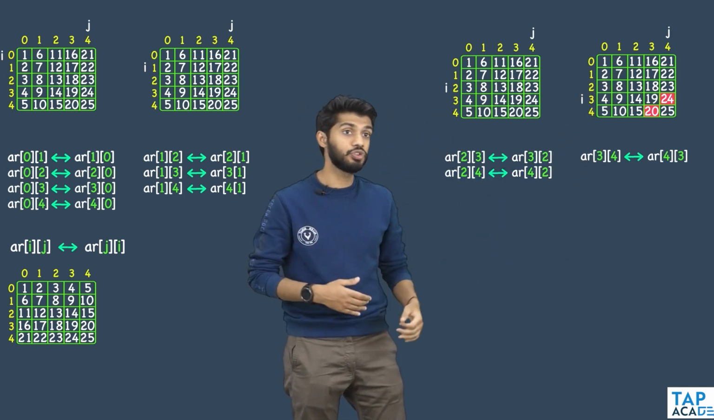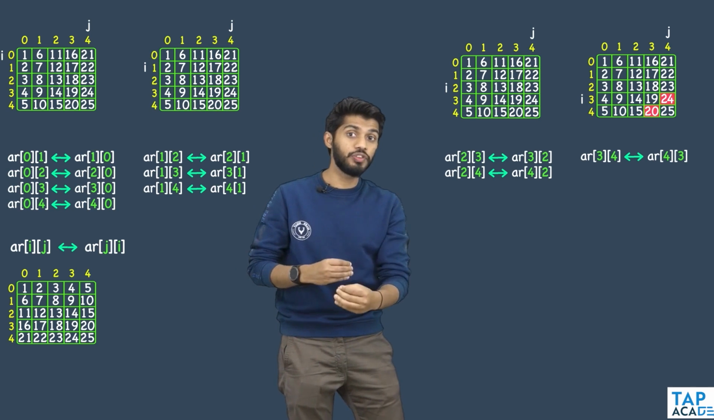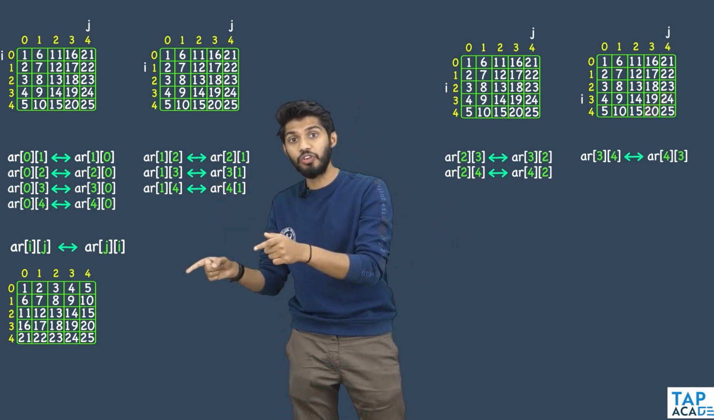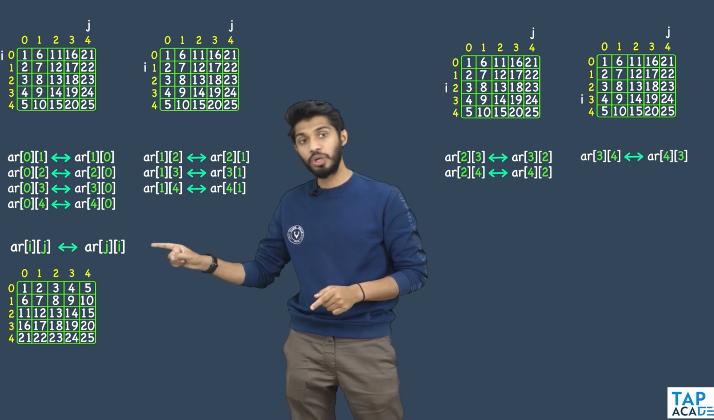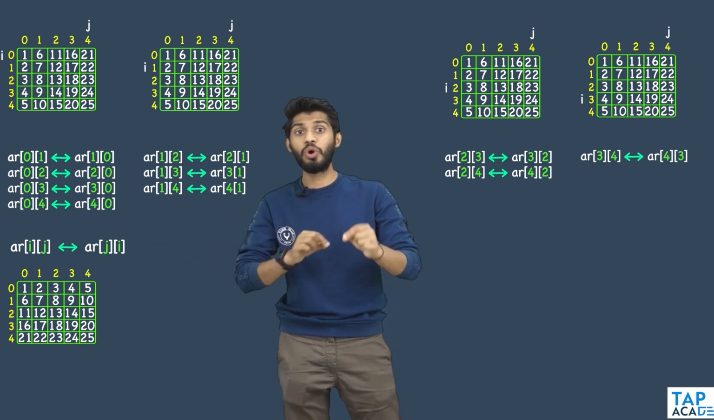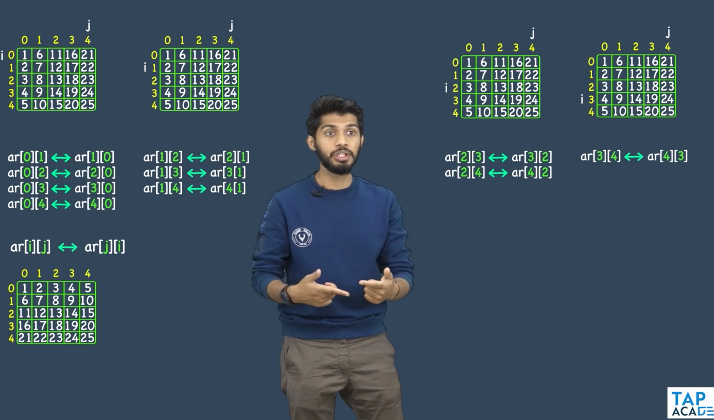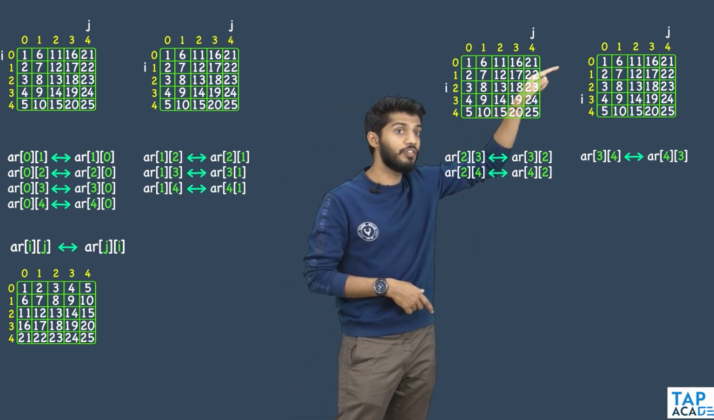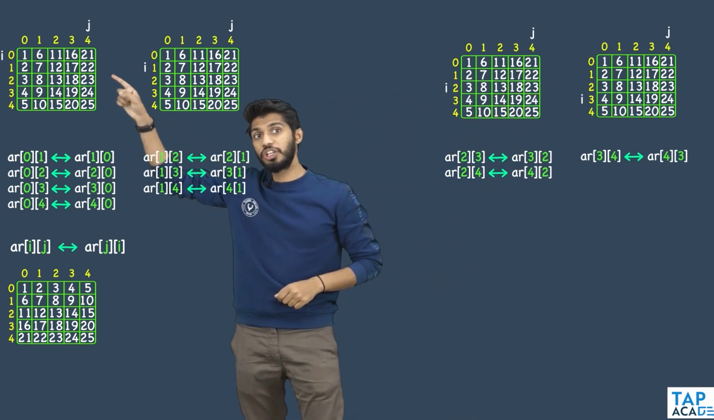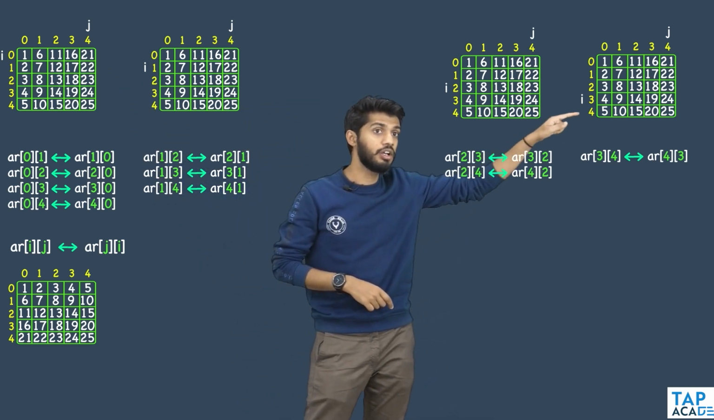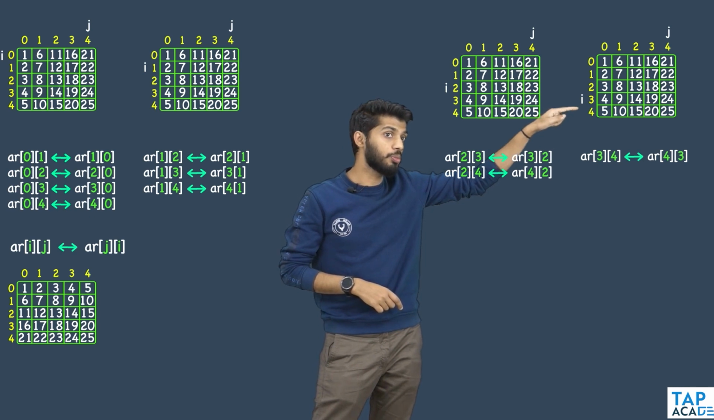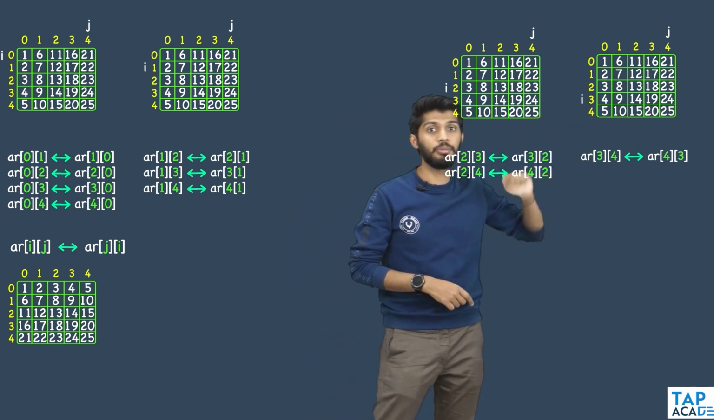So basically I just wanted you to observe that always we are swapping AR of ij with AR of ji. That is what we have been doing all this while. But I just wanted you to observe how the looping happens. The value of i over here was starting from 0 and it goes all the way till 3. It doesn't go to 4 because if you go to 4, only one element is left out.